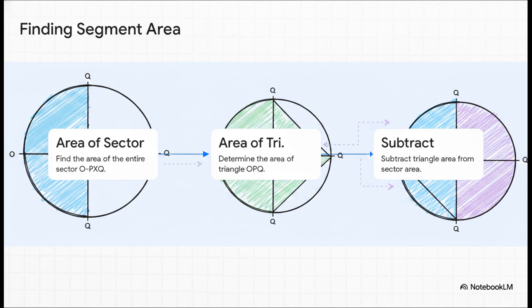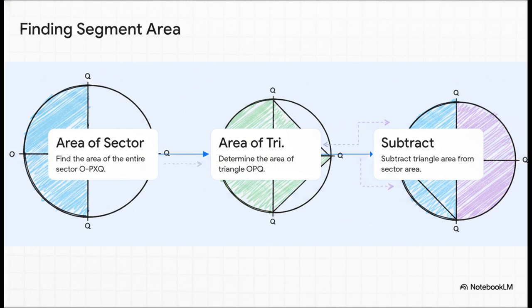Well, step 1, we look at the entire slice, the total area of the sector OPXQ. Step 2, we figure out the area of that triangle OPQ sitting at the top part of the slice. And step 3, this is the master stroke, we simply subtract the triangle's area from the total sector's area. Think about it. If you have the whole sector and you just take away the triangle, what's left behind? Exactly, only the area of our segment.